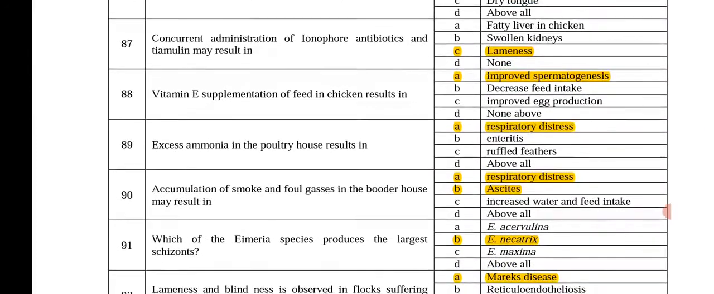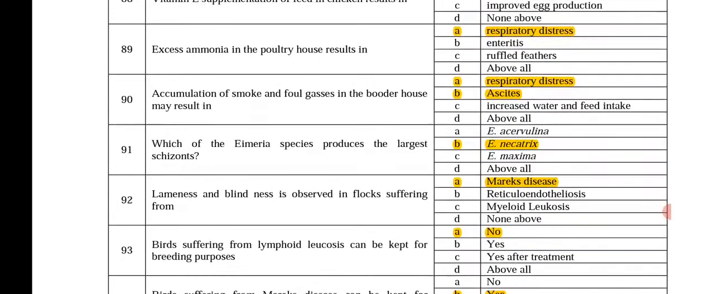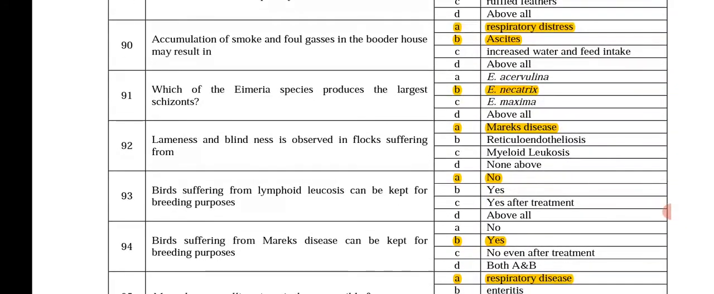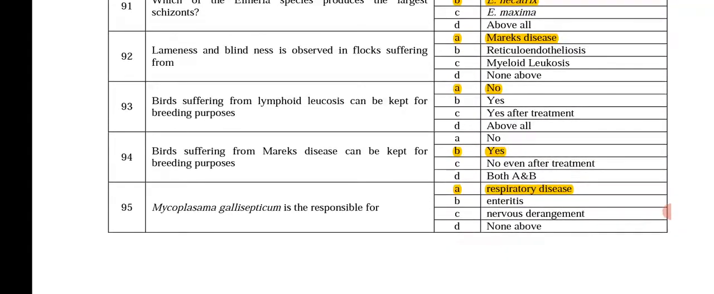Excess ammonia in the poultry house results in respiratory distress. Accumulation of smoke and foul gases in the brooder house may result in respiratory distress and ascites. Which of the Eimeria species produces the largest schizonts? Eimeria necatrix. Lameness and blindness are observed in flocks suffering from Marek's disease. Can birds suffering from lymphoid leukosis be kept for breeding purposes? No.